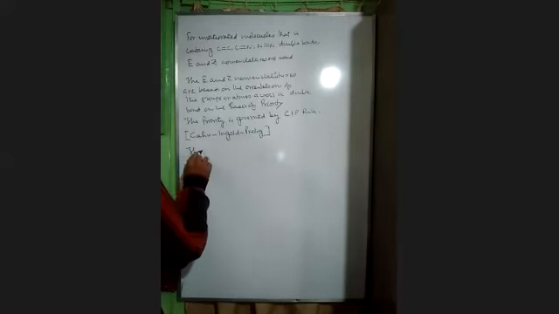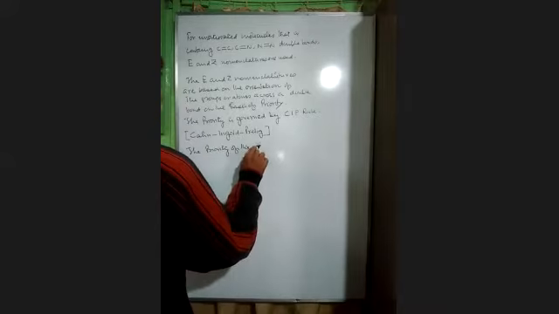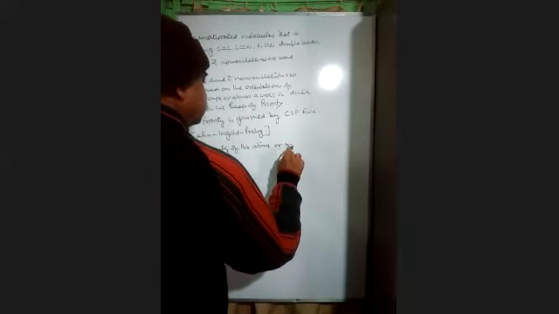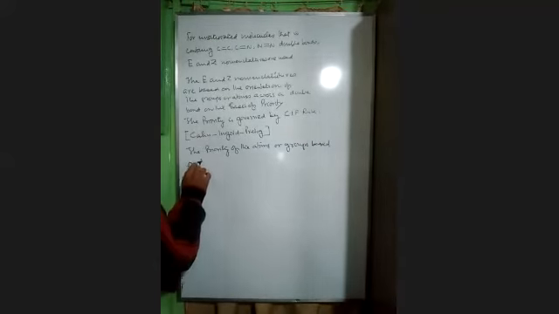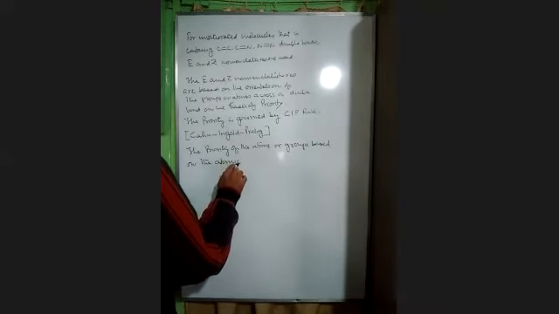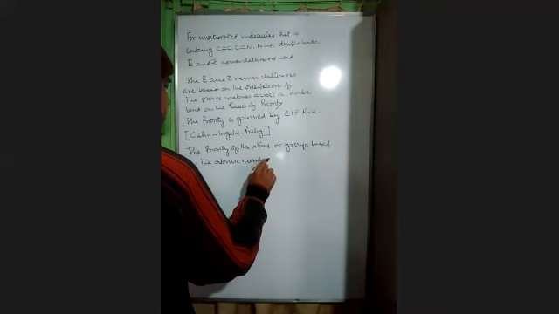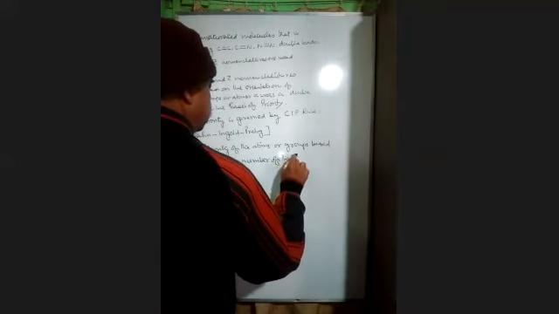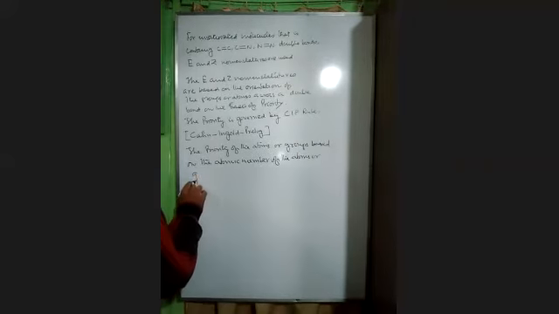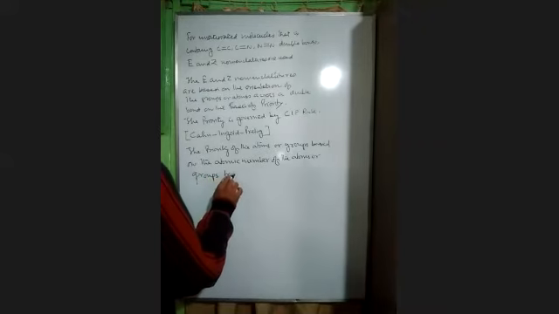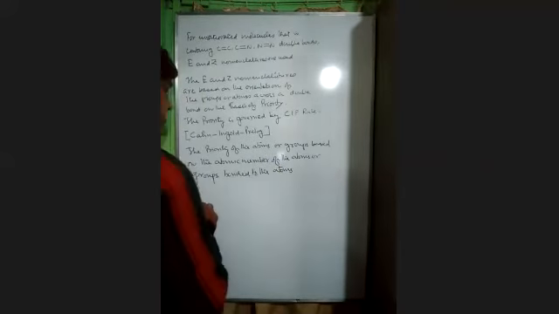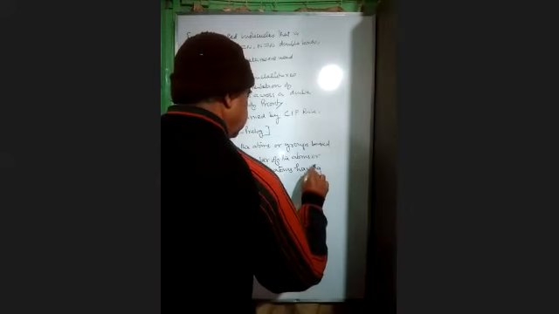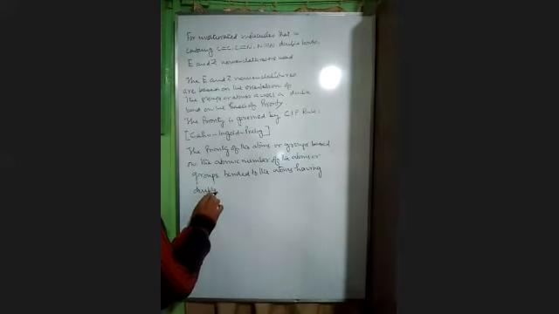The priority of the atoms or groups is based on the atomic number of the atoms or groups bonded to the atoms having the double bond.